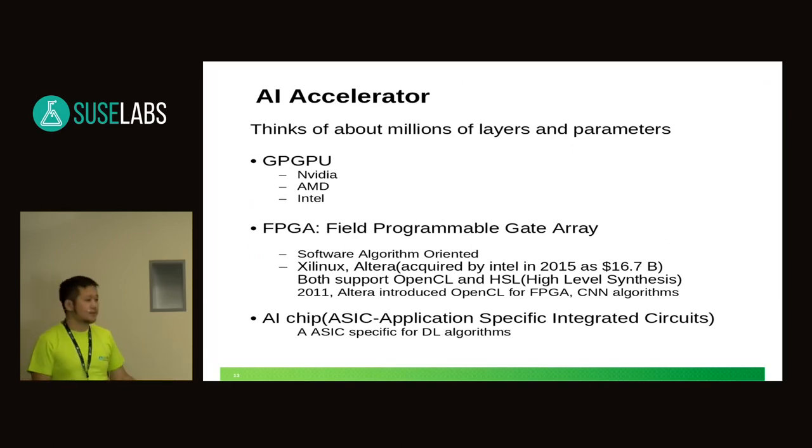Also comes a lot of AI chips. I would say it's called ASIC, application specific integrated circuits. It's more like an implementation version of the FPGA. It's more like the FPGA already being programmed permanently, and then comes your specific AI chips. Still, we are talking about a neural network. So this kind of chip is specifically designed for DL, deep learning algorithms.